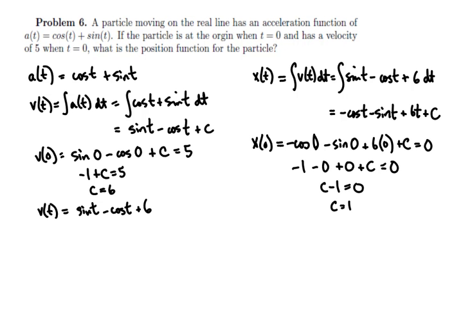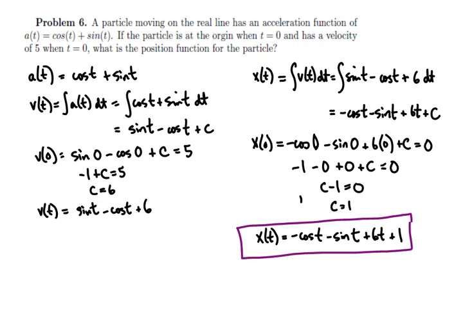And so that would give us a position function of negative cosine t minus sine t plus 6t plus 1. And that should be the final answer to this question.